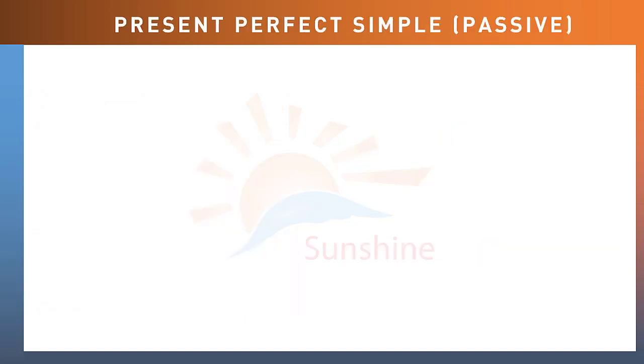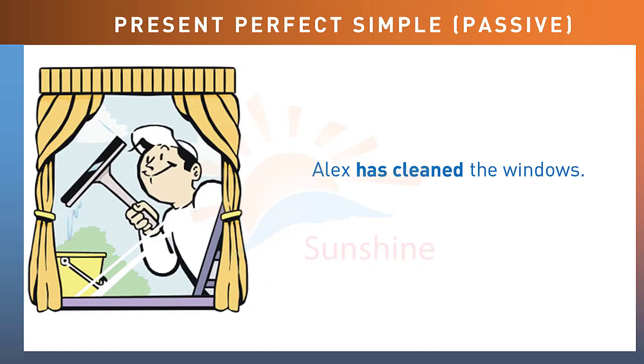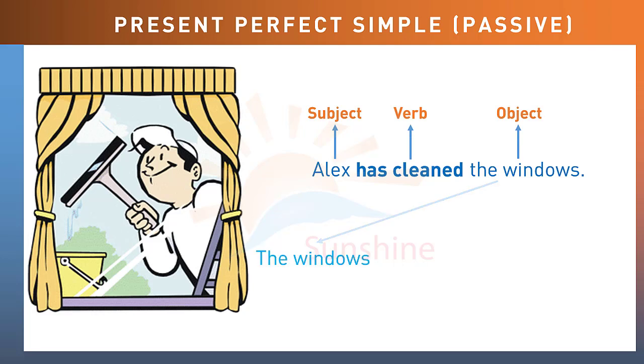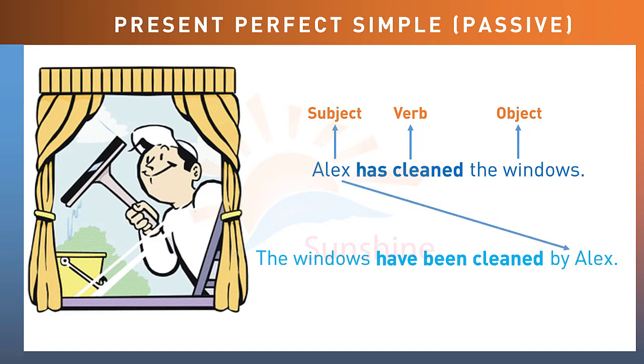Next, present perfect simple. The active voice, Alex has cleaned the windows. Alex is the subject, cleaned is the verb, the windows are the object. This becomes the passive voice with the windows have been cleaned by Alex.